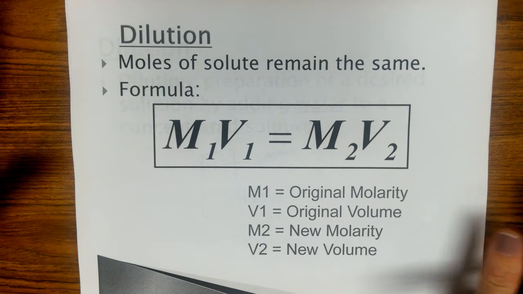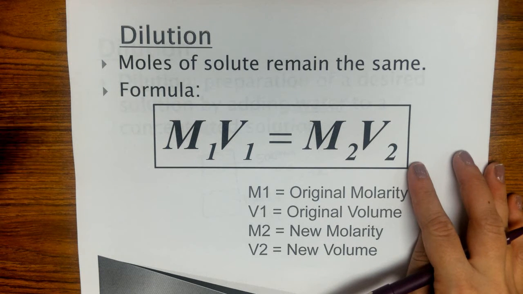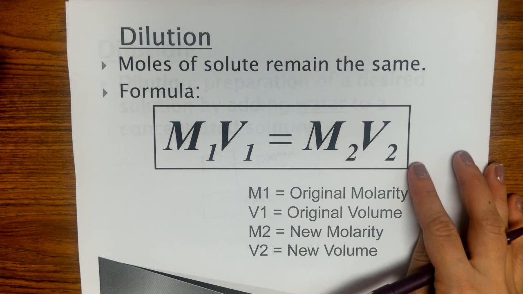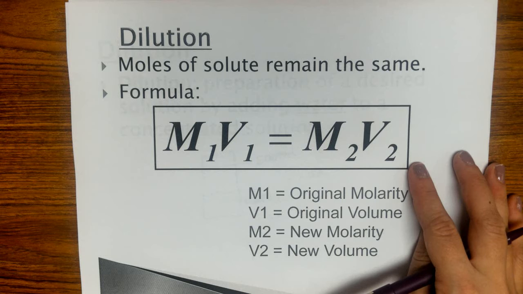You're just diluting something with this formula. So you're not changing how many moles of solute are in the substance. You're just making it more dilute. It's spread out across a bigger volume.